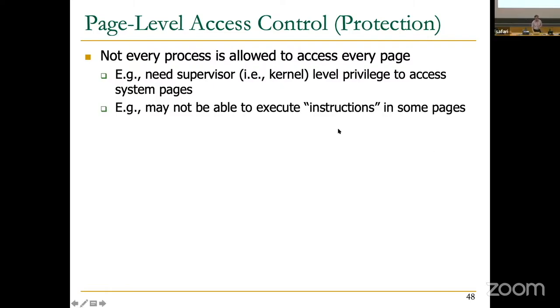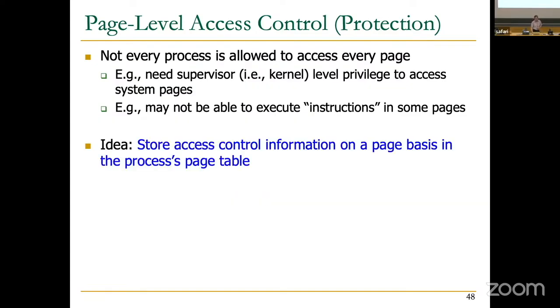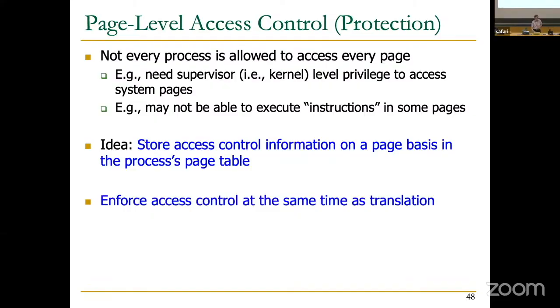For example, you may not be able to execute instructions in some pages because you're not allowed to execute that code, right? And the idea to enable this is to store access control information on a page basis in the process page table, right? And enforce access control at the same time as translation. That's the idea. It works nicely because that's when you really need to enforce access control also. When you're trying to access a page, you also need to translate it. And assuming you have permissions, you can proceed with translation. If you don't have permissions, don't even proceed with the translation, right?